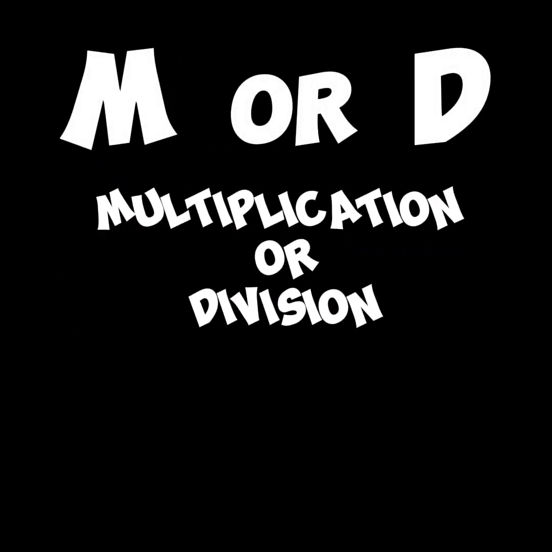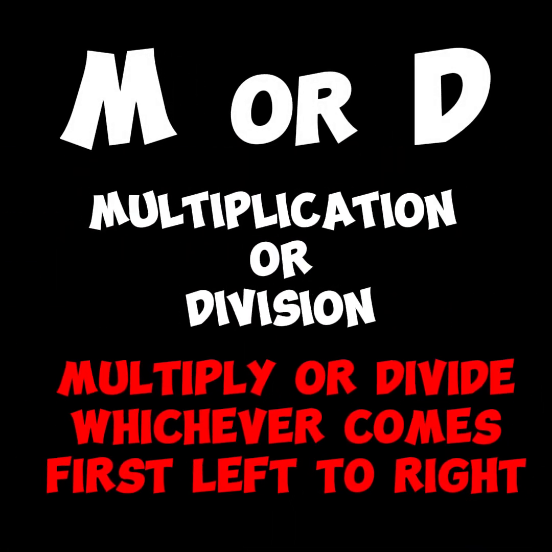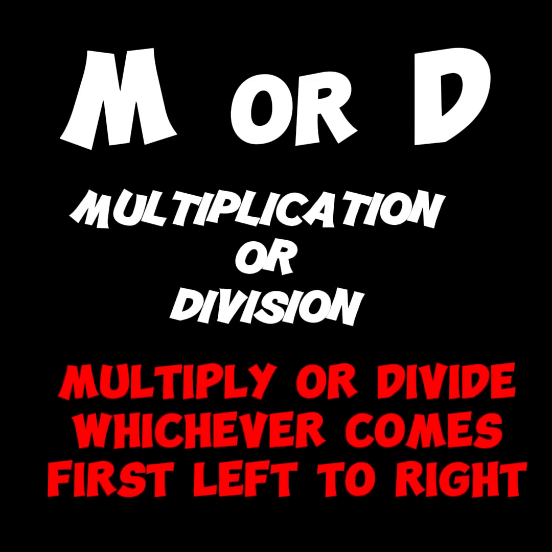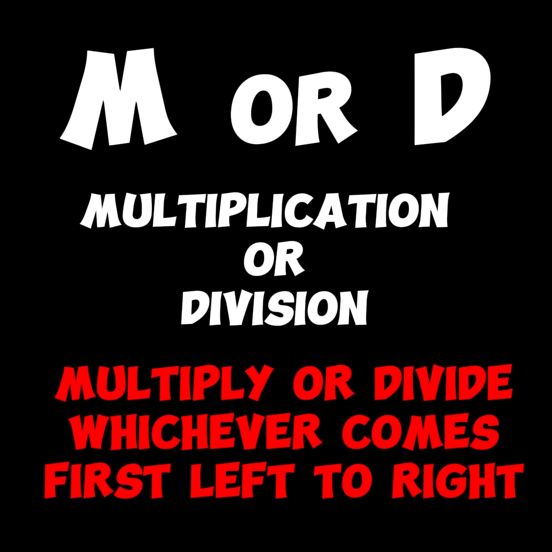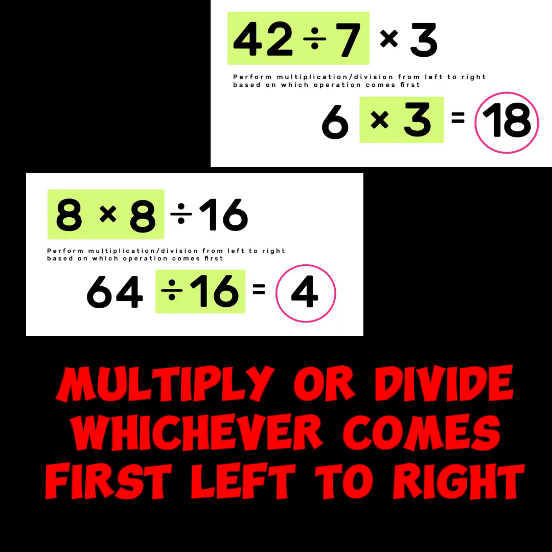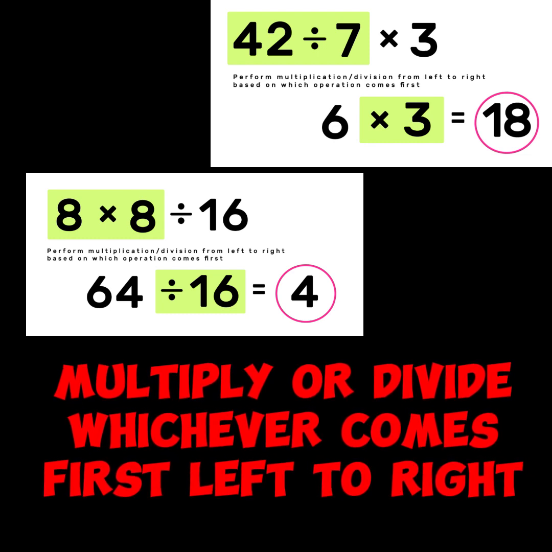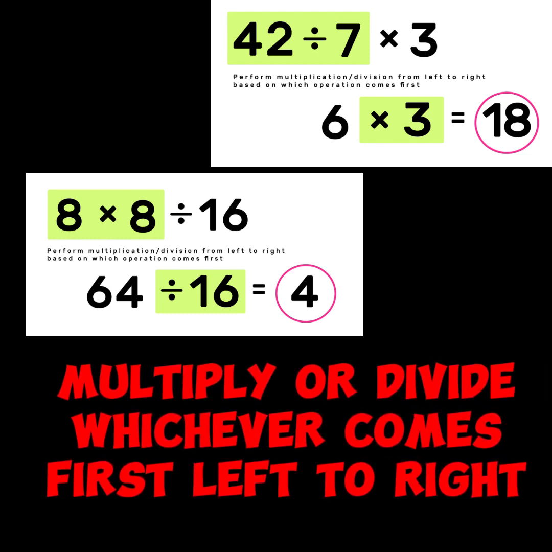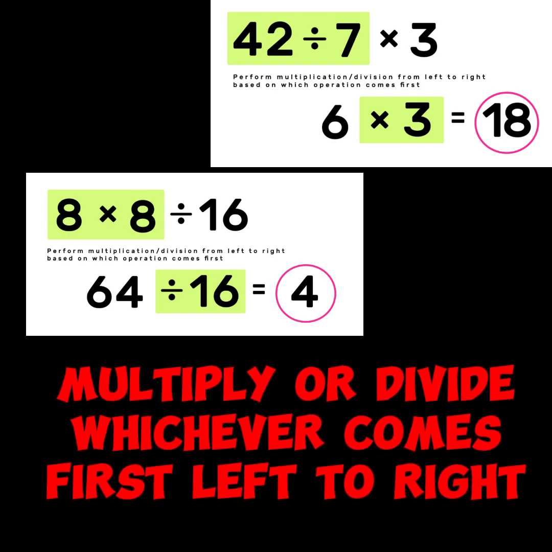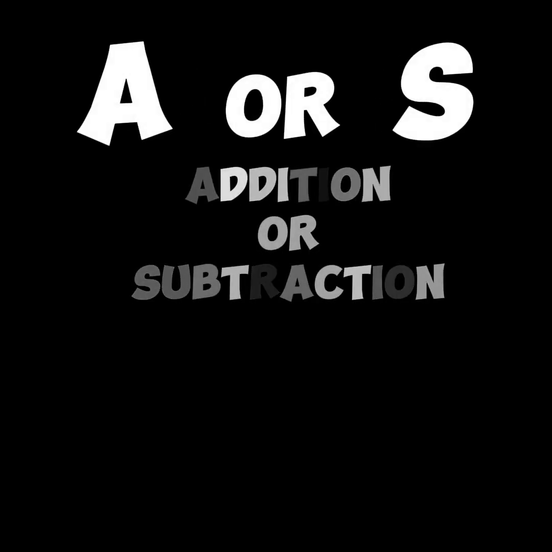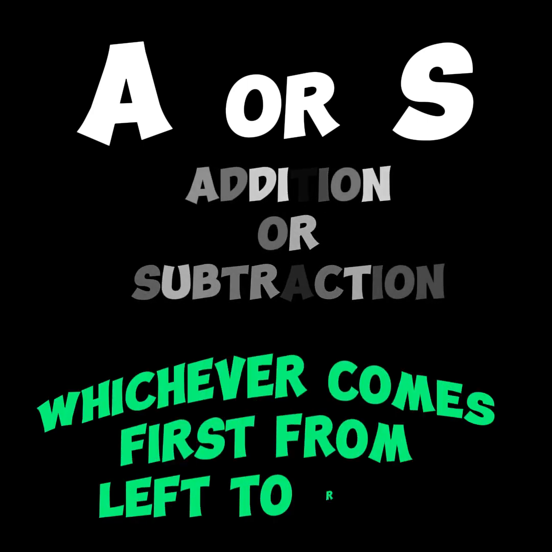All right, the M stands for multiplication and the D stands for division. When simplifying expressions, you can do M or D, whichever one comes first. Multiplication or division, whichever one comes first, left to right. The A stands for addition, and finally the S stands for, you guessed it, subtraction.